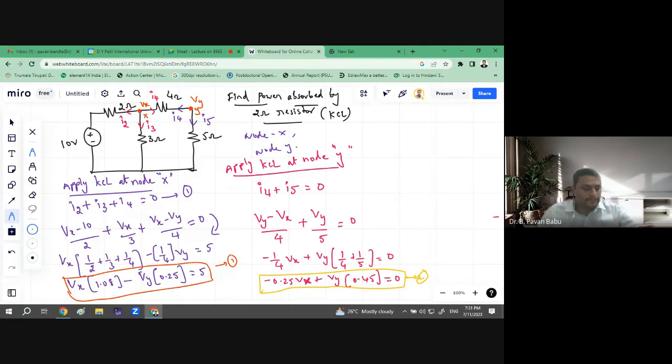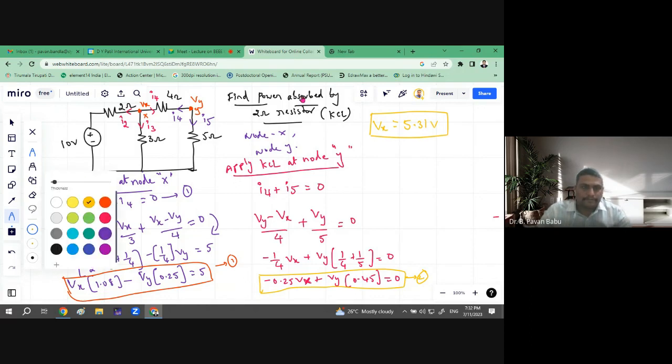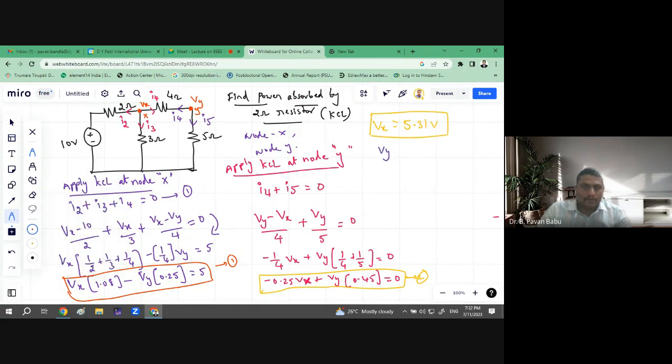The voltage across node X, which I found, is Vx equal to 5.31 volts. Please cross check with this value. Next, Vy equal to 2.95 volts. These are the two unknowns I have found. What have they asked? Find the power absorbed by the 2 ohm resistor.